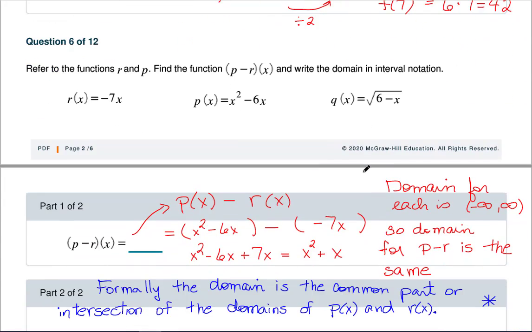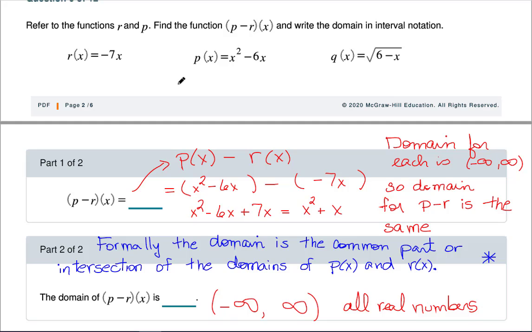Alright, in question 6 we have p minus r of x. So here they didn't give us a number, it's a generic x. Well, it works the same way. It's p of x minus r of x. So you see I'm keeping together, here's p and here's r. So minus a minus is plus 7x, and when I combine these together I get x squared plus x.